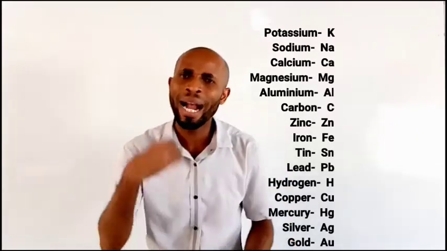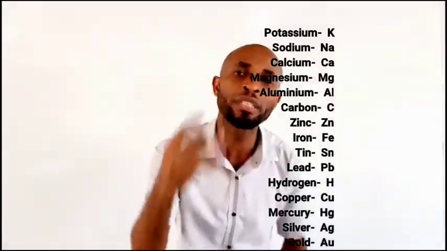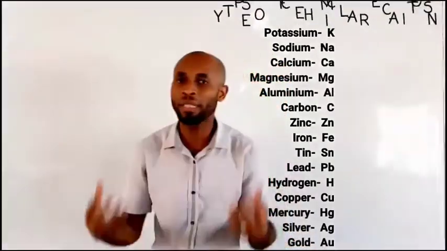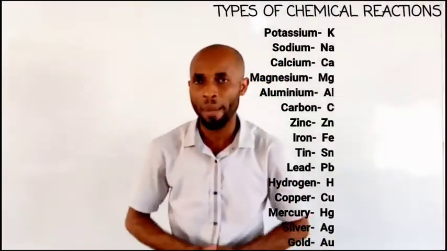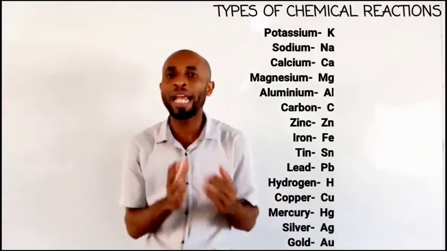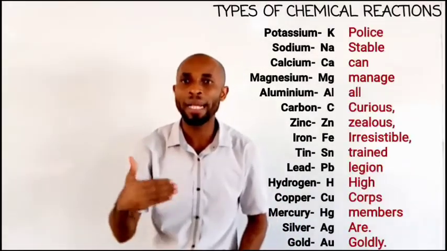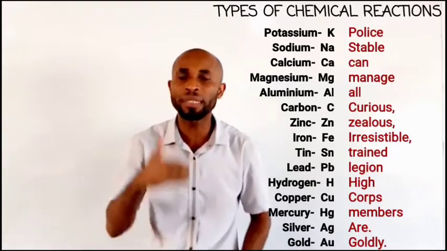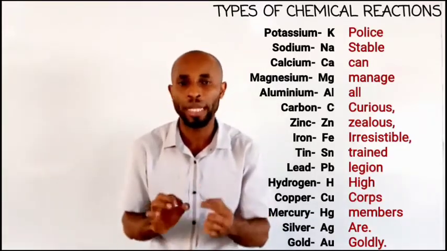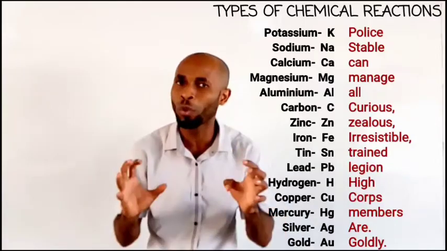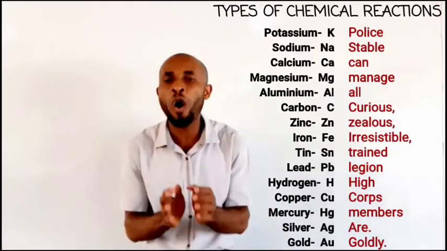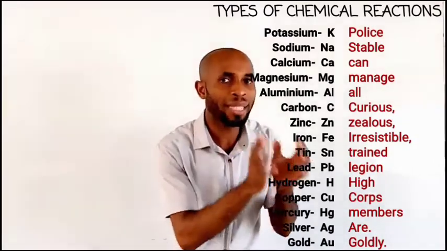Now you may be asking, how did I manage to read this offhand? It is simple, and you can also do the same thing. How did I do it? I use mnemonics in my head. K Na Ca Mg Al, Zn Fe Sn Pb H, Cu Hg Ag Au. That is for metal reactivity series.